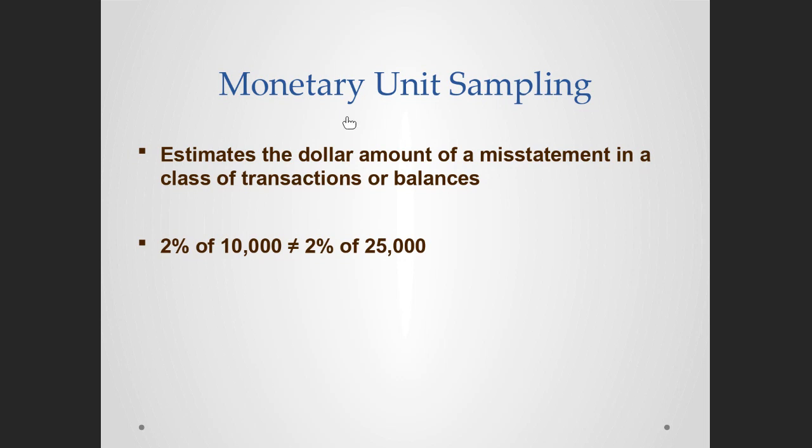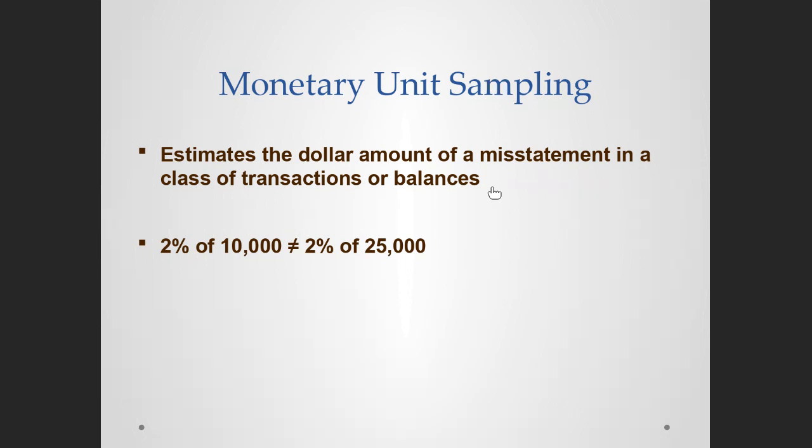100,000 riyals is made up of 100,000 one-riyal bills. Do you follow? So the monetary unit is one. Monetary unit sampling estimates the dollar amount of a misstatement in a class of transactions or balances. What does that mean? Generally, we are after percentages. So we say the tolerable is 2%, the expected is 3%, and so on. So we do the percentage calculations.